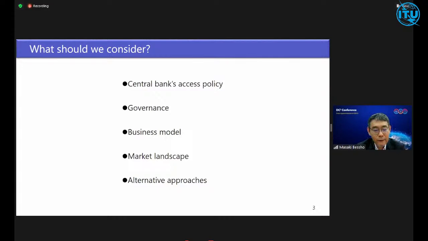The third item is business model. This is again the point raised by Daniel. To make an arrangement sustainable, a viable business model and cost design and revenue model is critical.